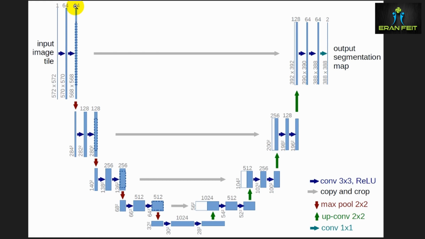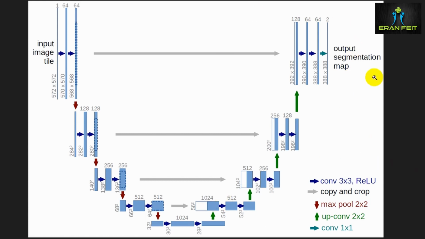The encoder follows a typical architecture of convolutional networks. As you can see, this one, for example, has 64 filters, this one has 128, and this one 256. Basically, it consists of repeated applications of two 3x3 convolutions, each followed by a rectified linear unit, a ReLU, and a 2x2 max pooling. For example, this red cross is a 2x2 max pooling operation with a stride of 2 for the downsampling.